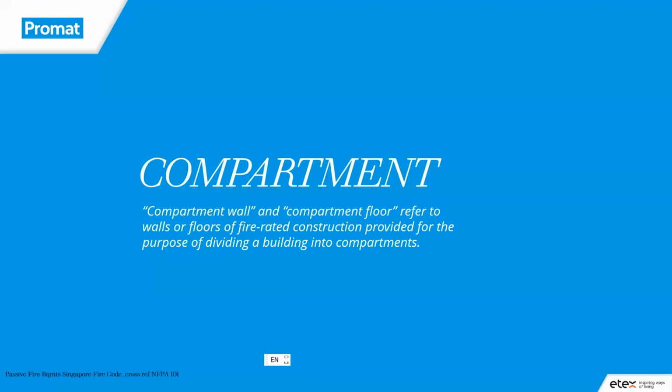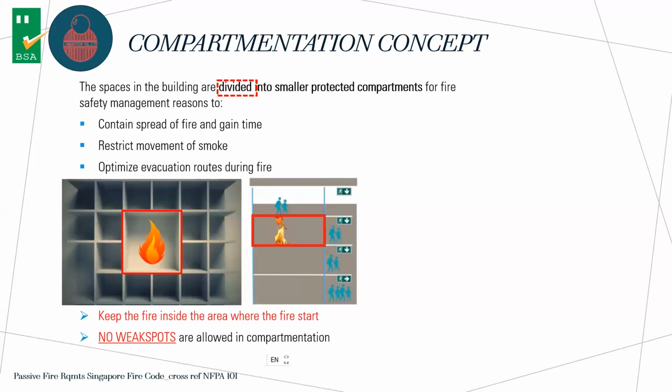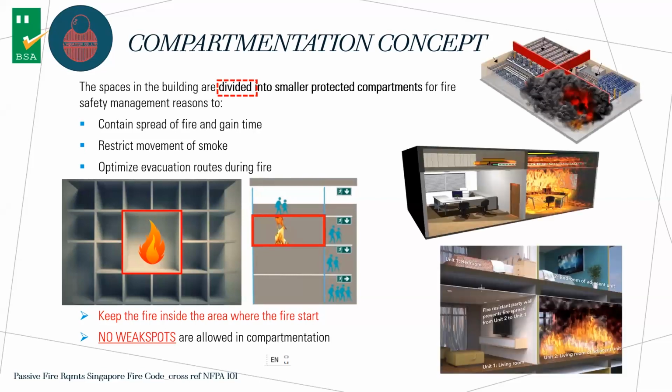Okay, compartmentation. What is it? I think we are quite familiar already. Compartmentation is basically the word, remember, divide. You divide a big space into smaller spaces. Say a factory, you want to divide it into different spaces so that if one side catches fire, it wouldn't spread to the whole building.